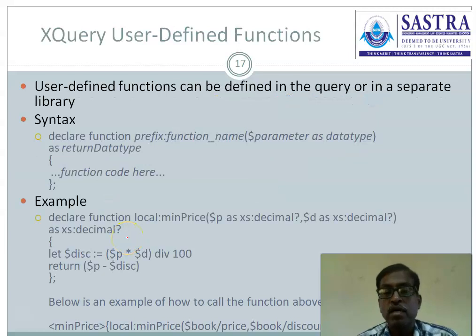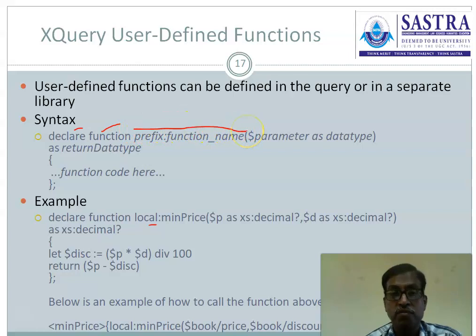If you want to define user defined functions, that is also possible here. User defined functions can be defined in XQuery, and they should be defined in a separate library. What is the syntax followed for defining an XQuery user defined function? See, declare is a keyword, function is a keyword, and then prefix colon function name. This is the user defined one. Prefix colon user name, and then parameters as data type.